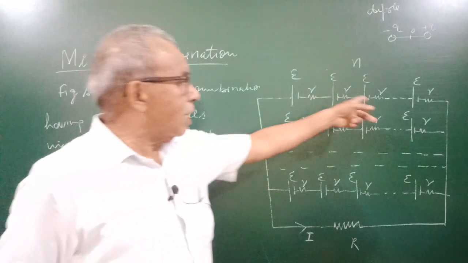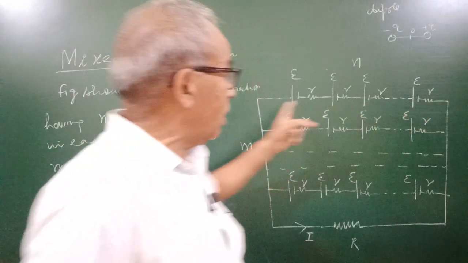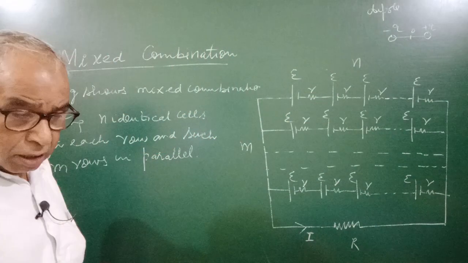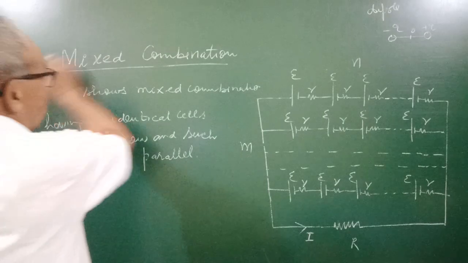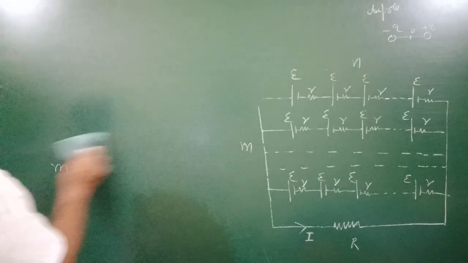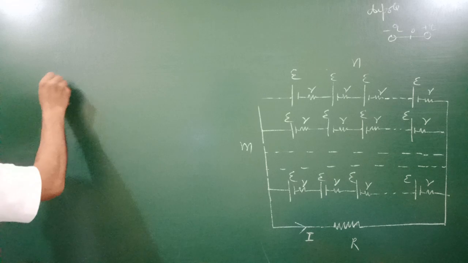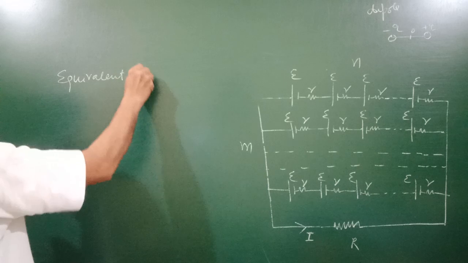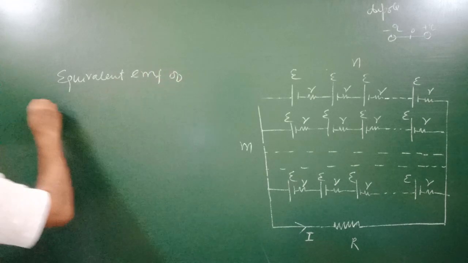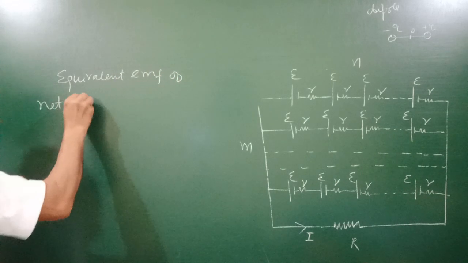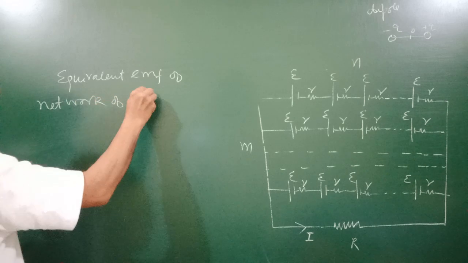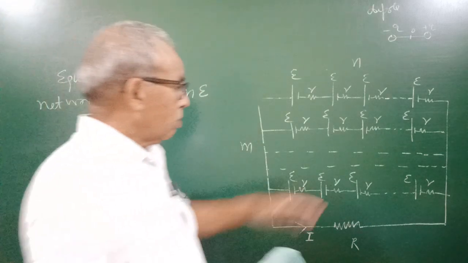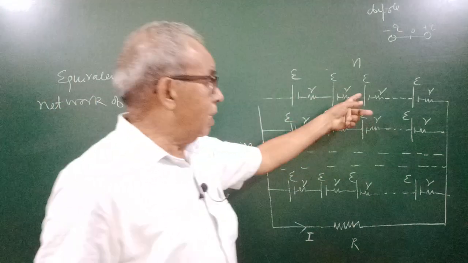So here n identical cells are in one row, n cells are there. Every row has n cells. So how much current will be drawn from this now? We have to see. So total EMF, equivalent EMF of the network. You can say network of cells will be nE, because in parallel the potential remains the same, and n cells.